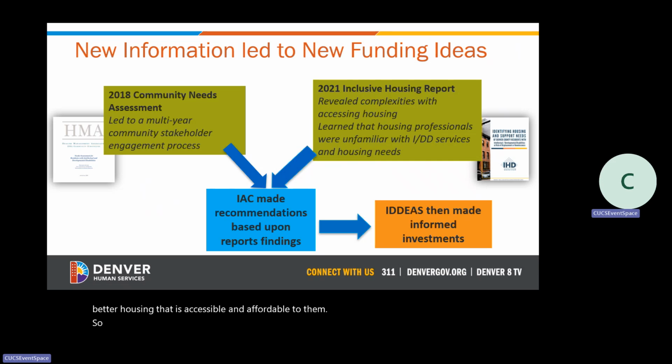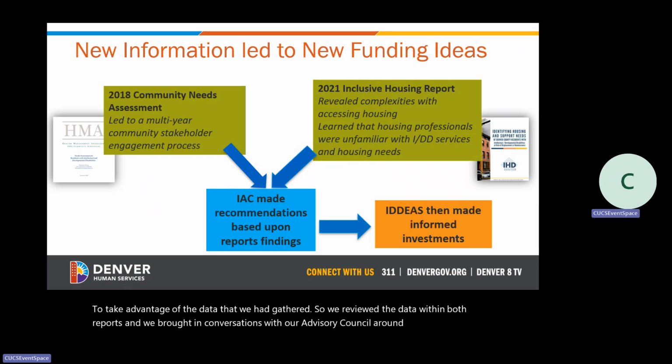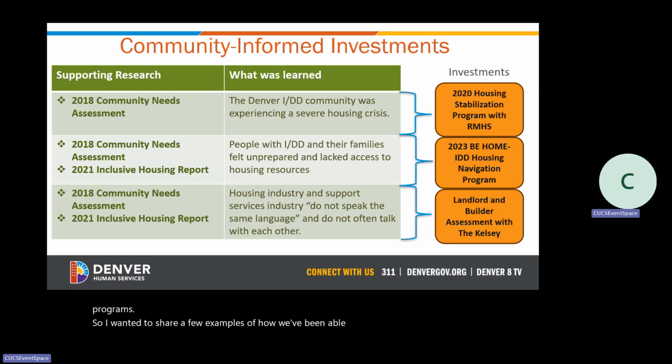So this slide is meant to articulate the process we activated to take advantage of the data that we had gathered. So we reviewed the data within both reports, and we brought in conversations with our advisory council around what this data meant and where we could go from here. The advisory council eventually made several recommendations on how to intervene through targeted funding opportunities. We then took those recommendations and actualized them into investments into new programs. So I wanted to share a few examples of how we've been able to do that.